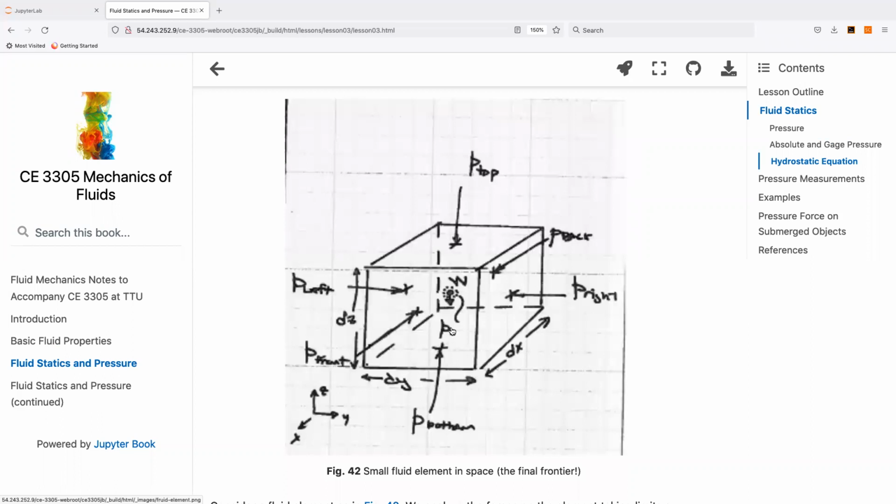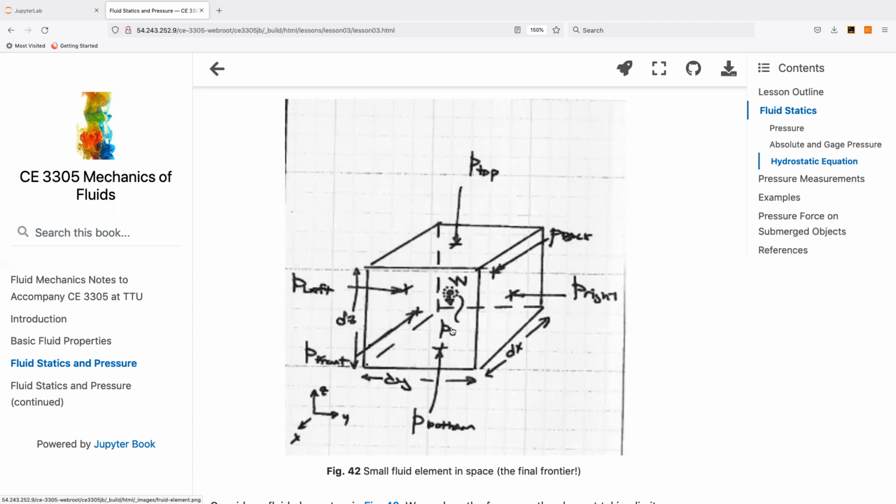And so our cube has a top, a bottom, a left, right, front, and a back. There are arrows indicating each of the various pressures. P sub left is pressure on the left pushing into the cube. P right is pressure on the right pushing into the cube. P top is pressure on the top pushing down on the cube. P bottom is pressure on the bottom pushing up on the cube. P back is pushing the cube towards you, and P front is pushing it back.